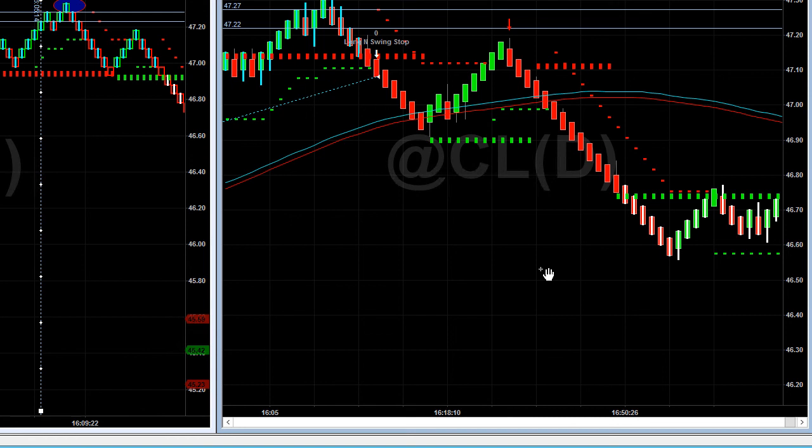As I mentioned before, nice easy chart to track, and does a really good job of cleaning out price action.